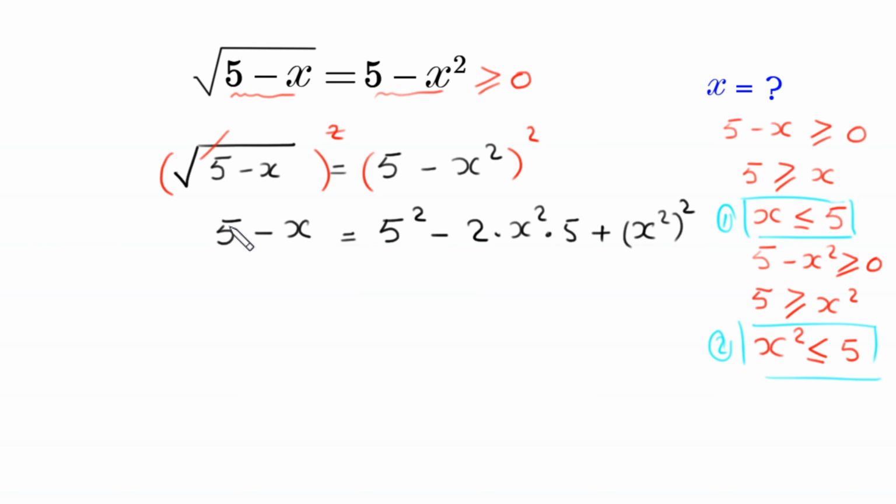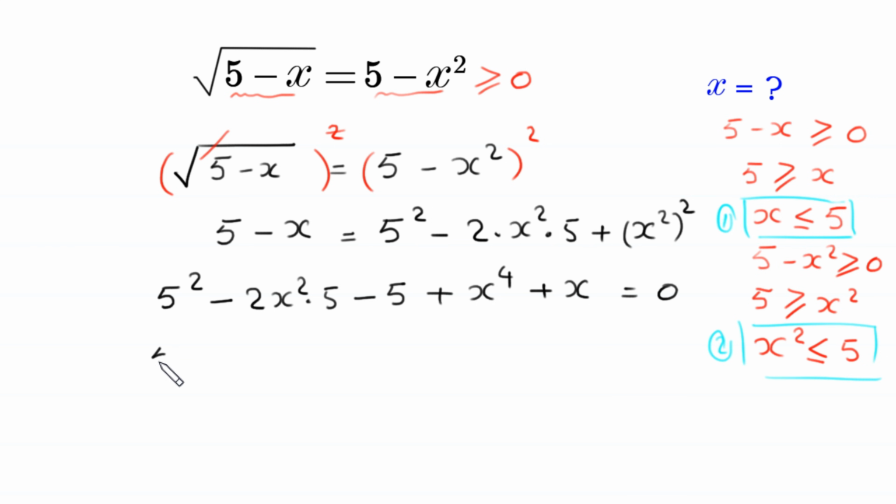Now we move this 5 and this negative x to the right hand side. We write this 5 squared first. 5 squared minus 2 times x squared times 5. This positive 5 will become negative 5 at right side, and this x squared whole squared will become plus x to the power 4, and this negative x will become plus x at the right side is equal to 0.